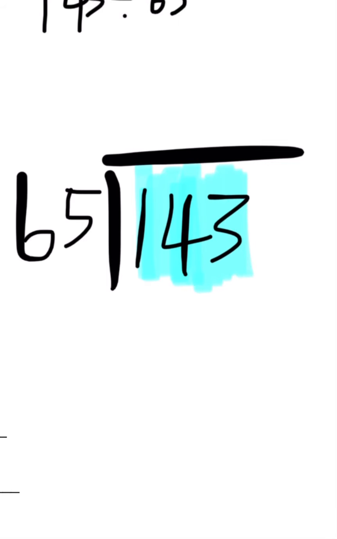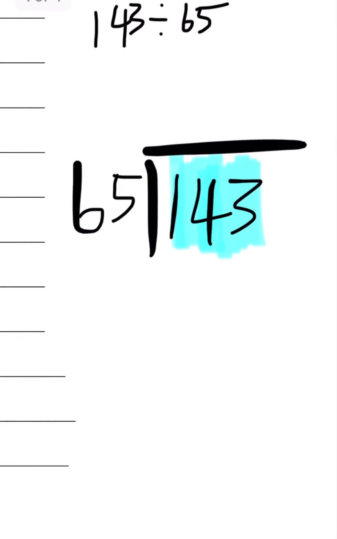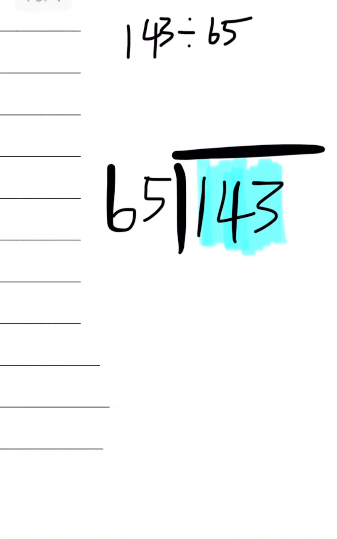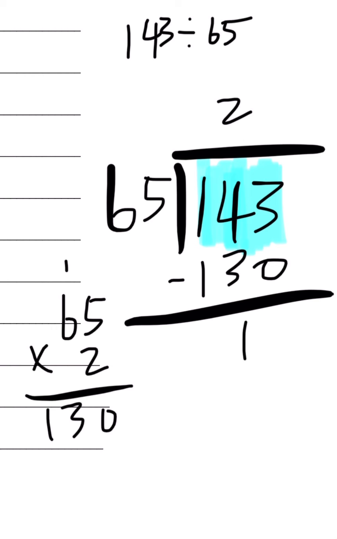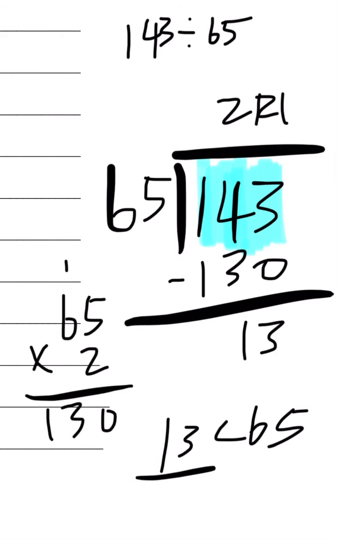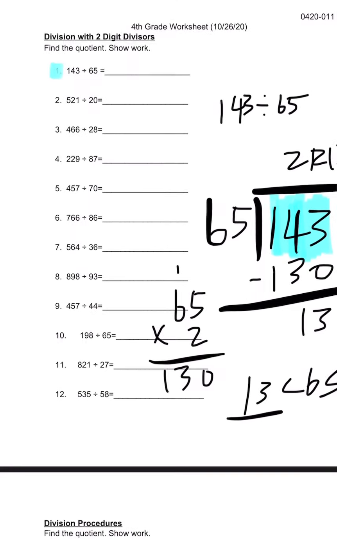Since dividing this may seem a little hard, we're going to multiply. So we'll do 65 times what gives you closest to 143. So let's try 65 times 2. And when we do that, we get 130. So we'll write 2 and subtract 130, and you get 13. Since 13 is less than 65, we know that 13 is a remainder. So your answer is 2 remainder 13.